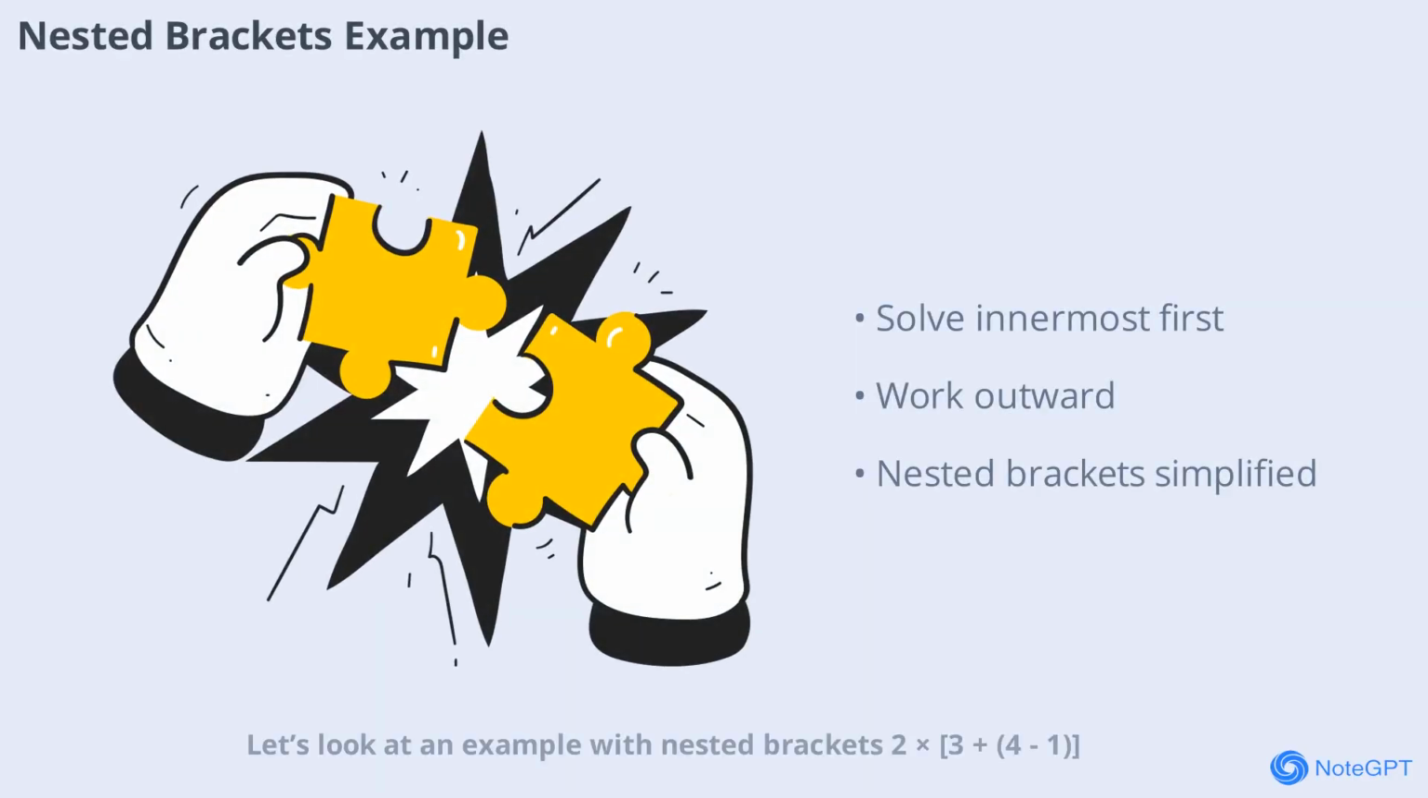Let's look at an example with nested brackets: 2 times [3 plus (4 minus 1)]. Start with the innermost brackets. 4 minus 1 is 3, now the expression is 2 times [3 plus 3]. Next, add inside the square brackets. 3 plus 3 is 6. Finally, multiply by 2 to get 12. Working from the inside out, you make sure every part of the problem is solved in the right order. Nested brackets can look tricky, but BODMAS makes them manageable.